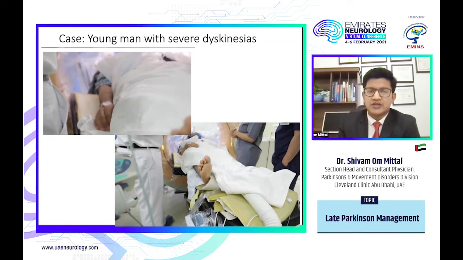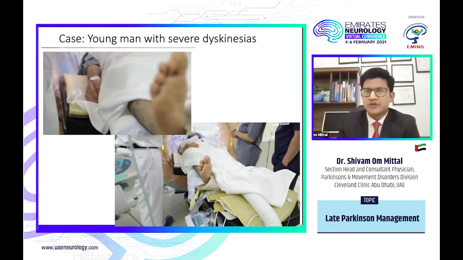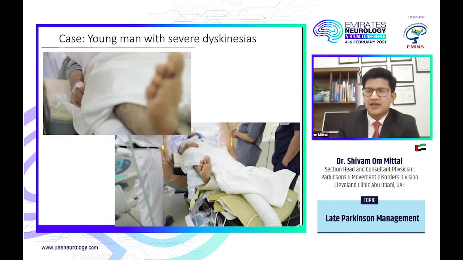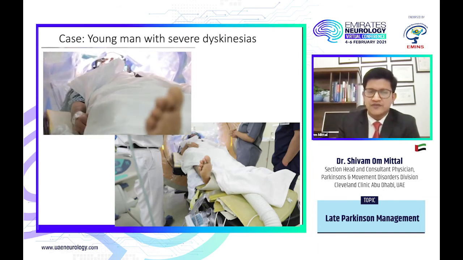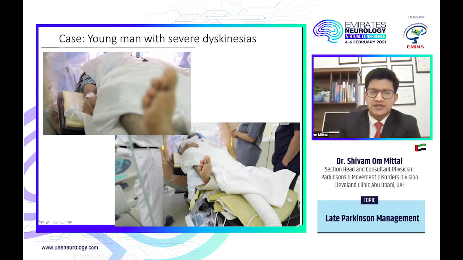For him, the option includes only DBS surgery because we cannot do an apomorphine pump or Duopa pump because he is so young and he has severe dyskinesia. So he would have the same dyskinesia with the other two options as well. So the only option for him was deep brain stimulation.